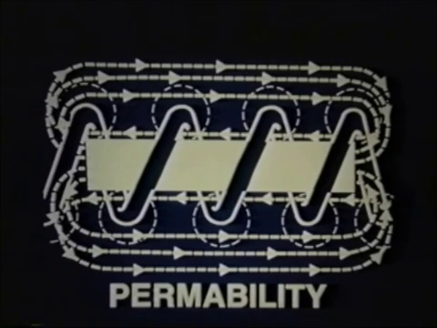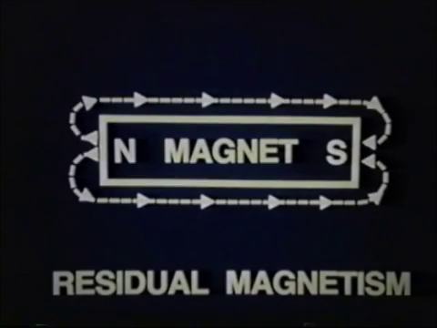A coil wound around a core of magnetic material is called an electromagnet. The strength of an electromagnet is determined by two factors: the number of turns in the coil and the amount of electric current passing through the coil. Any magnetism remaining in the core after the current flow has stopped is referred to as residual magnetism.